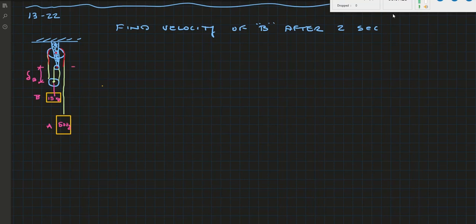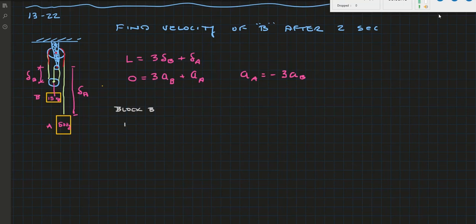So then we can compare that to this length that also changes, and we'll call that delta A, not delta B. So we can see that the length we're interested in is L equals 3 delta B plus delta A. When we differentiate that twice, we end up with 0 because L is constant: 3 times the acceleration of B plus the acceleration of A. So the acceleration of A equals minus 3 times the acceleration of B.